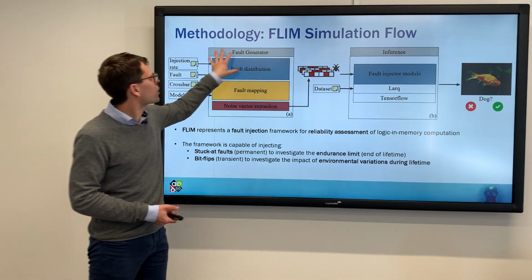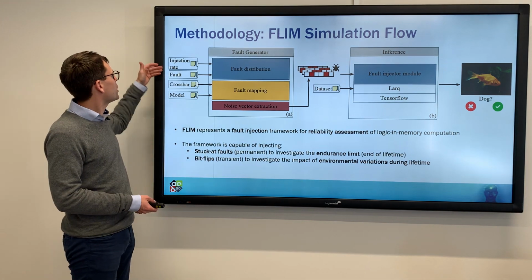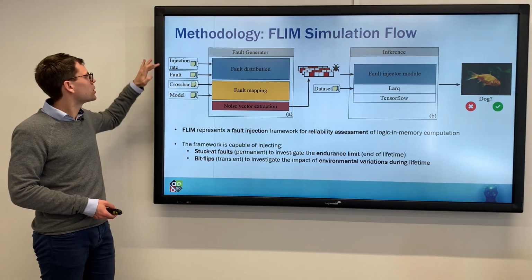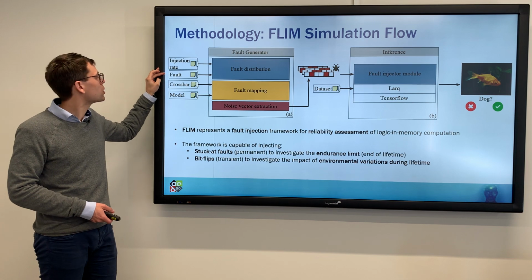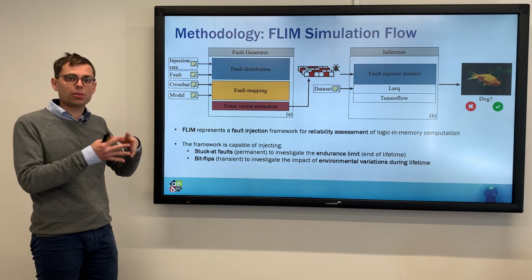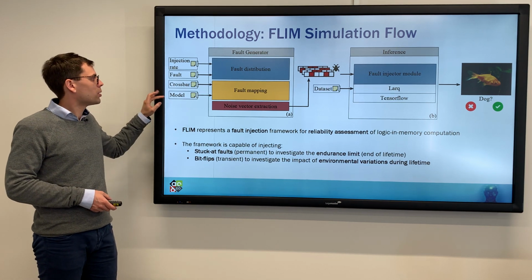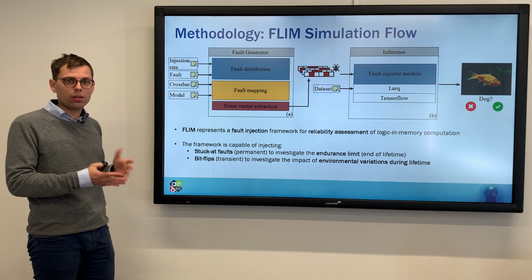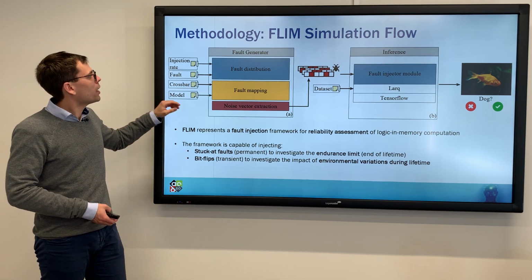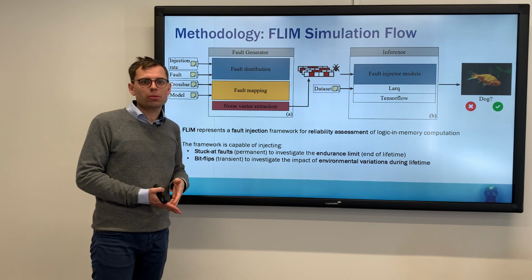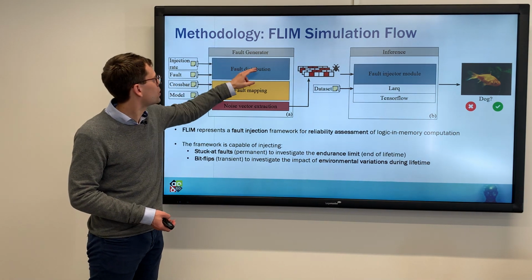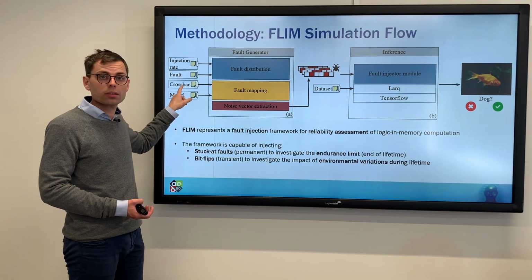So let's first take a look at the fault generator. For the fault generator, you have to give it different inputs: your injection rate, the type of fault that you want to model, the crossbar model that you are working on, as well as your model for the machine learning algorithm that you want to run. And then we have three parts inside our fault generator. The first is the fault distribution. This distributes the faults onto the crossbars.